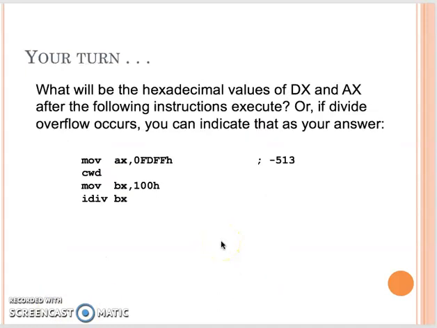Let's try this example. AX is FDFF and BX is 100. We are doing a 16-bit operand division, so we use CWD to extend the sign bit into DX. Do you know what the value is? Will we have a divide overflow or not?